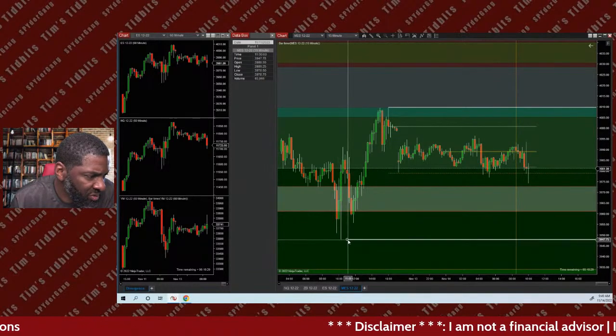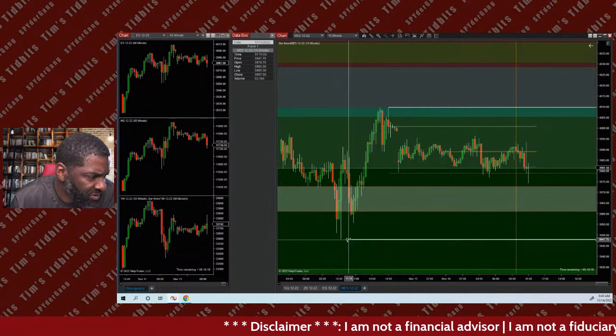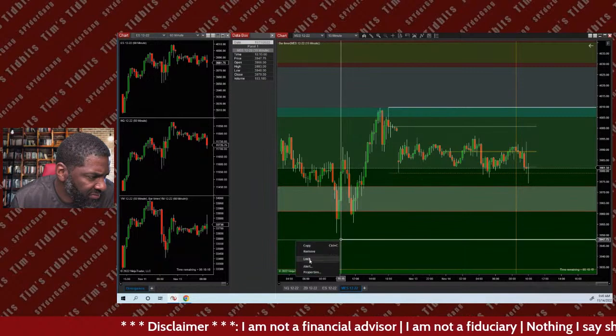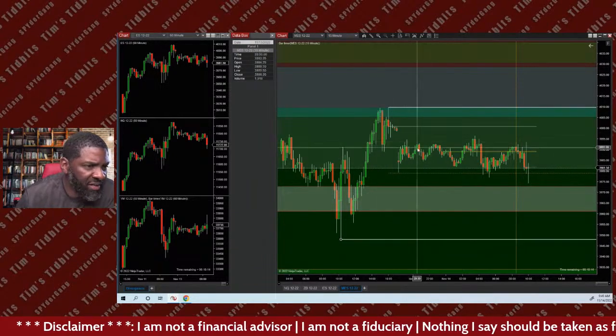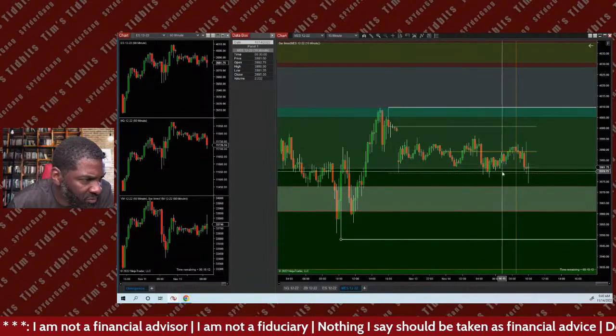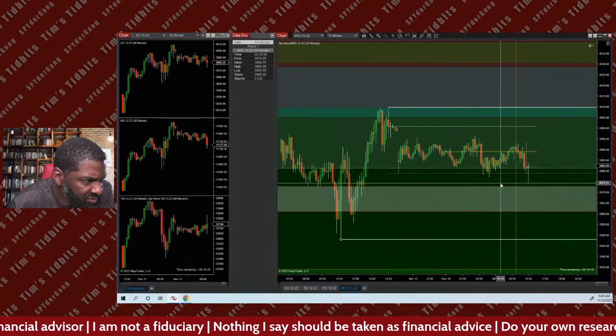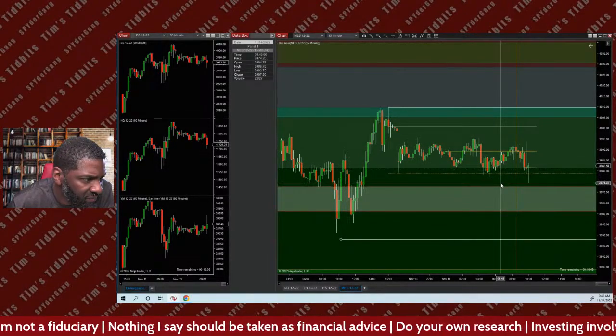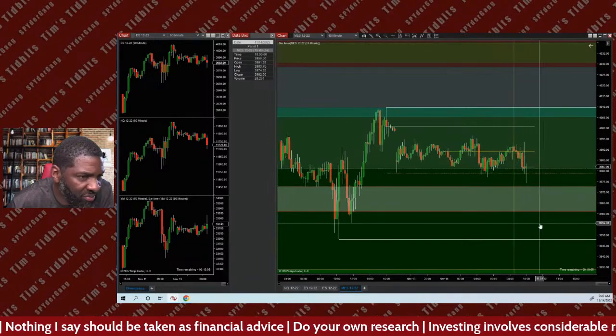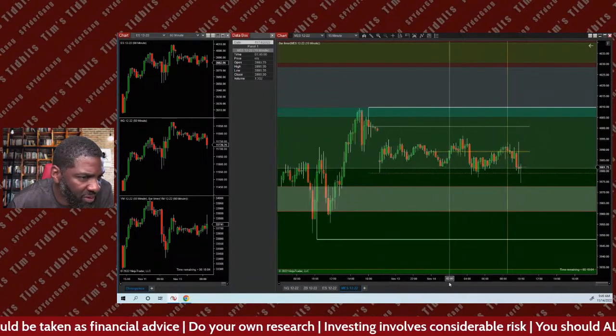We're not pushing lower. We're not blasting off. We're not taking out Friday's lows. We're not taking out Friday's highs. We're just hanging around equilibrium right now, and it's really getting on my nerves. This is why on Mondays, I just sit here waiting for the market to show me what it wants to do.